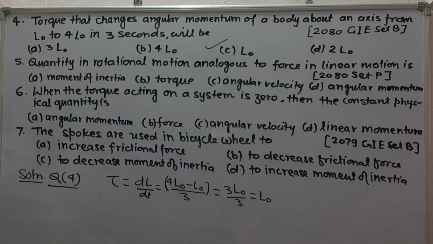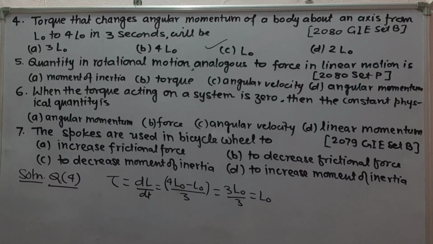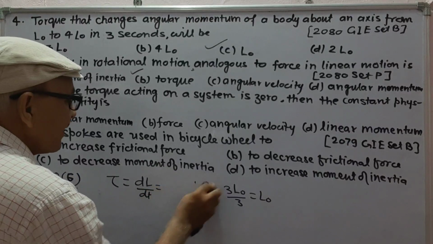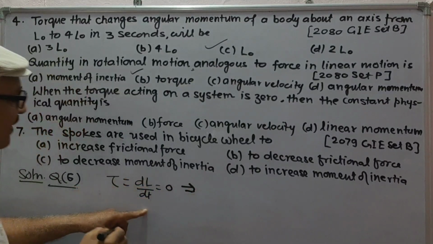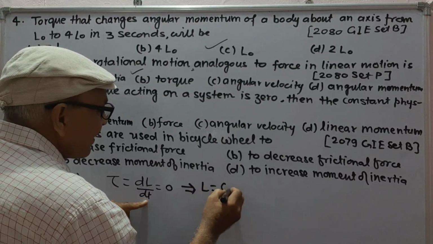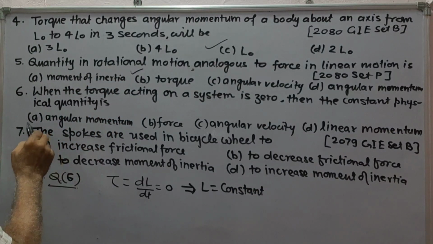Next question number 5. Quantity in rotational motion which is analogous to force in linear motion is, we know the quantity in rotational motion that is analogous to force in linear motion is torque. So the correct option will be B. Next question number 6. When the torque acting on the system is zero, then the constant physical quantity is. Solution to question 6. Torque is defined as the rate of change of angular momentum. So when torque is zero, then dL upon dt will be zero. That means L is constant. So the angular momentum L will be constant. So the correct option will be A.